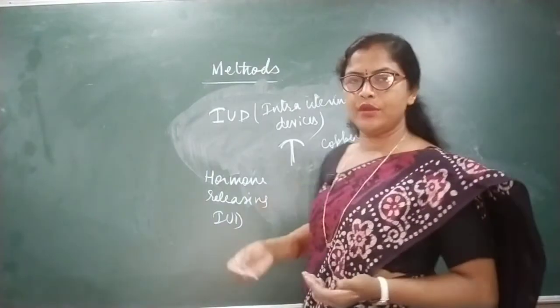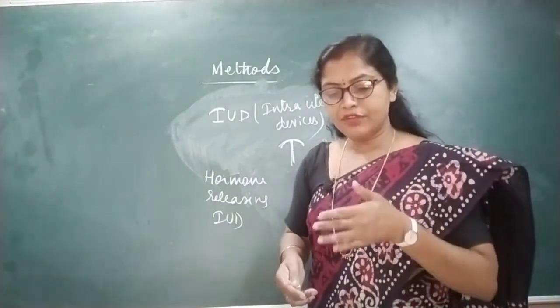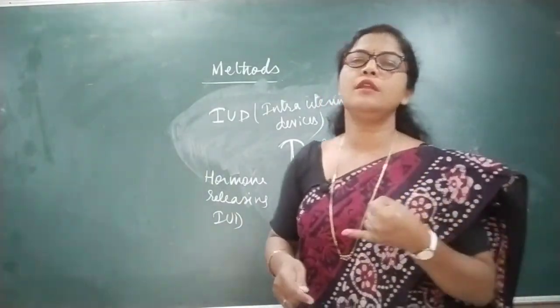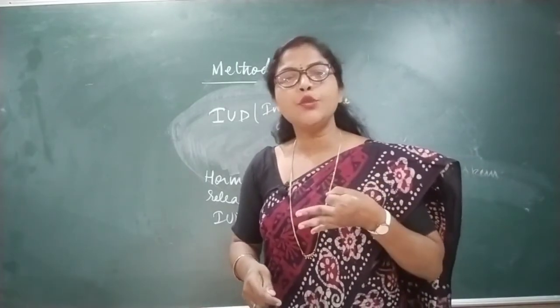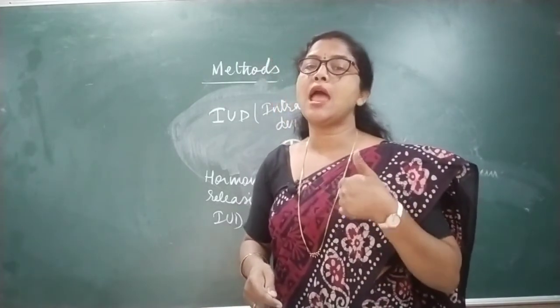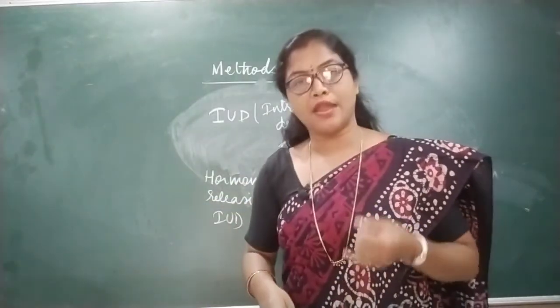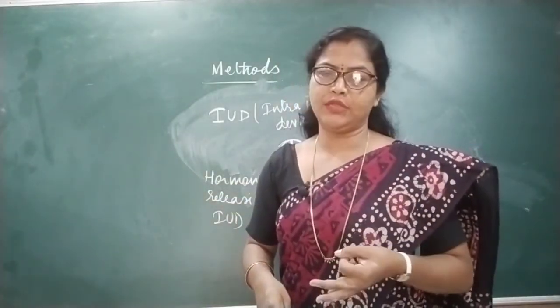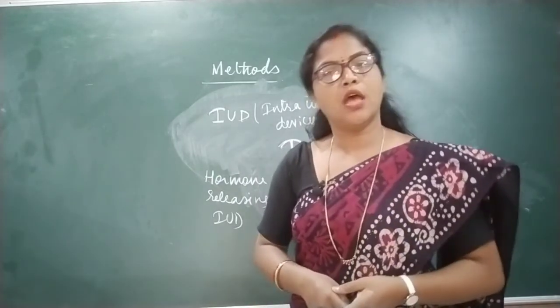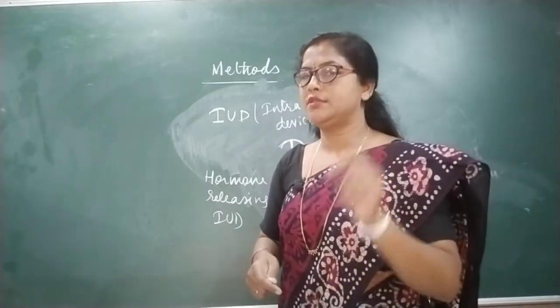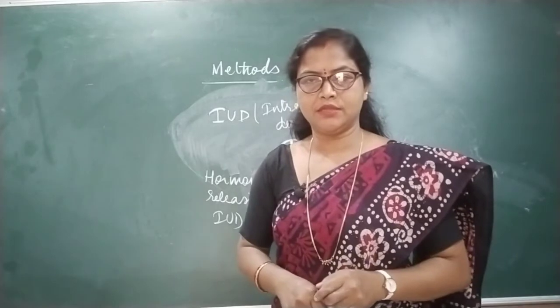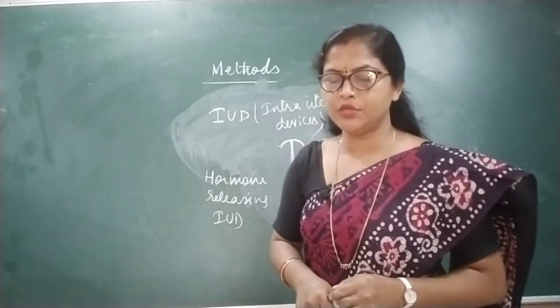So what I made you understand today, I have given you 5 methods: natural, barrier, IUD, chemical and surgical. In today's video I made you understand natural, IUD and barrier methods. In my next video I will be explaining the surgical methods and chemical methods. I hope you people have understood it well.